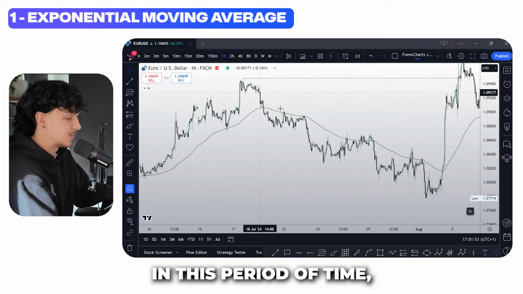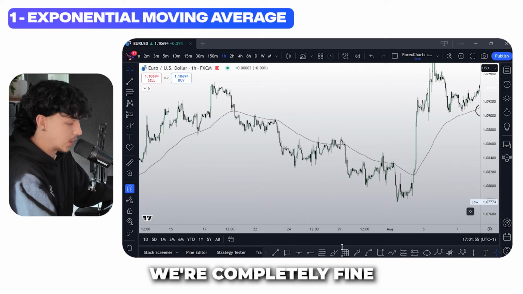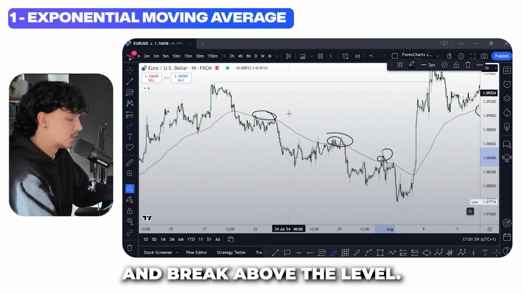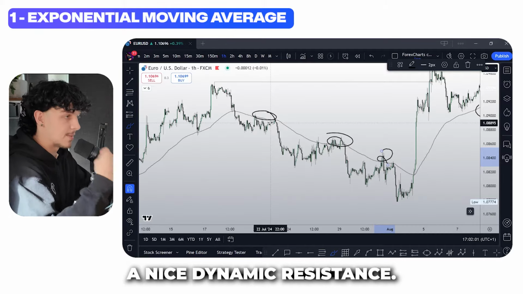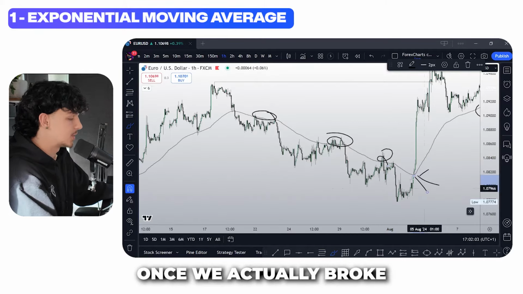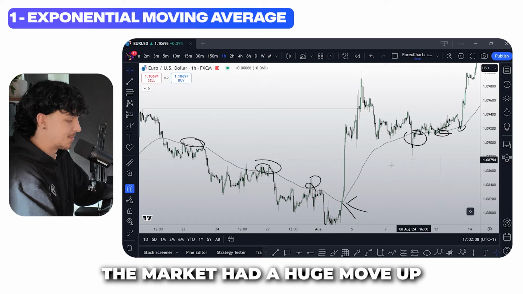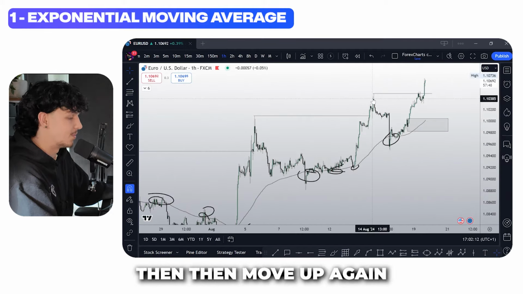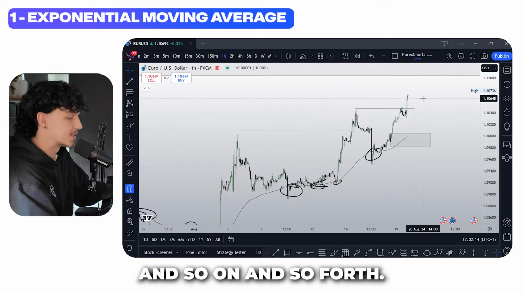It's just going to be that dynamic support and resistance. And as you can see in this period of time, if we were in shorts, we're completely fine as long as it doesn't have a strong hold and break above the level. So that's given us a nice dynamic resistance. And once we actually broke above that level, the market had a huge move up where it had a retest back into the EMA, then a move up again, and then a retest into the EMA, and so on and so forth.